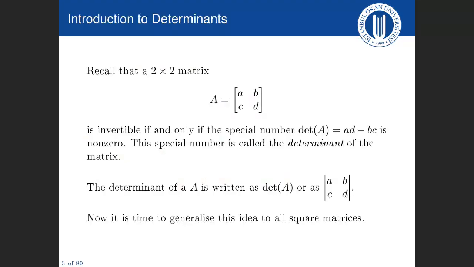Let me just remind you that if we have a 2 by 2 matrix, this is invertible if and only if the special number AD minus BC is not equal to 0. This special number is called the determinant of the matrix. And we can write this in two ways. We can either write det of A, or we can change the square brackets in the matrix to vertical lines.